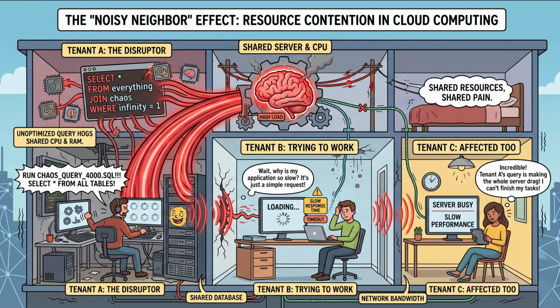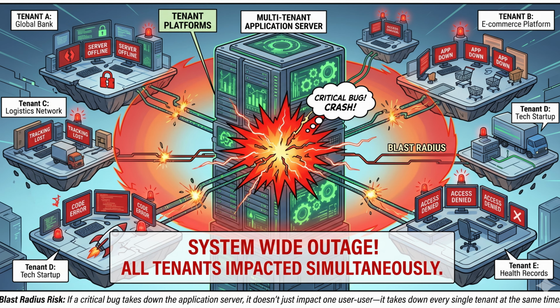But it isn't perfect. There are two major trade-offs. The noisy neighbor effect. If tenant A suddenly runs a massive, poorly optimized data query, it can hog the server's CPU and slow down performance for tenants B and C who share that same server. Plus, reduced risk. If a critical bug takes down the application server, it doesn't just impact one user, it takes down every single tenant at the same time.